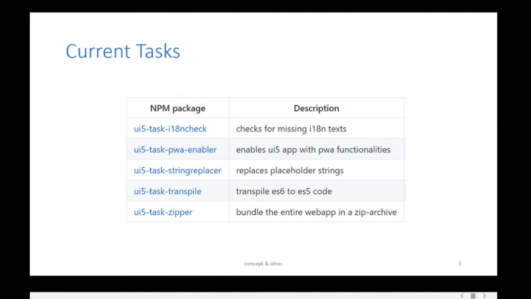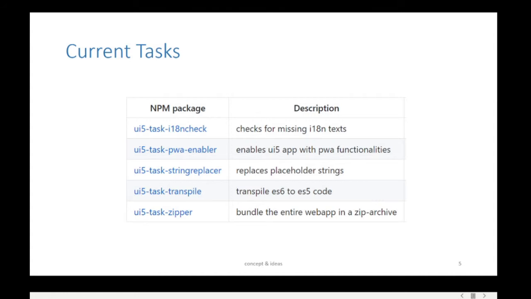And there's another extension I'd like to talk about, and it's zipper. It bundles the entire application as a zip. So this one also generates a side artifact. So you can see different types of tasks you can create.